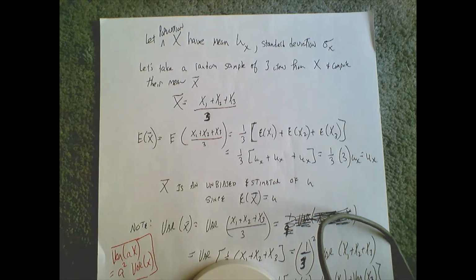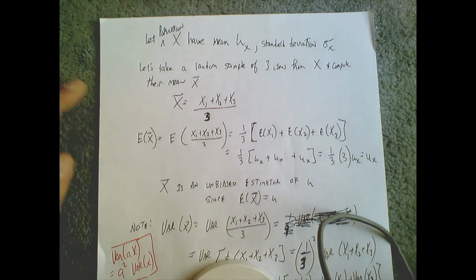We're going to take a sample. In this particular example, my sample is a random sample, an SRS, of 3 items from the population, and I'm going to compute the mean of those 3 observations in my sample. I'll call that X bar, which in this case will be X1 plus X2 plus X3, those 3 observations that I pull out of the population, add them all together, divide by 3.